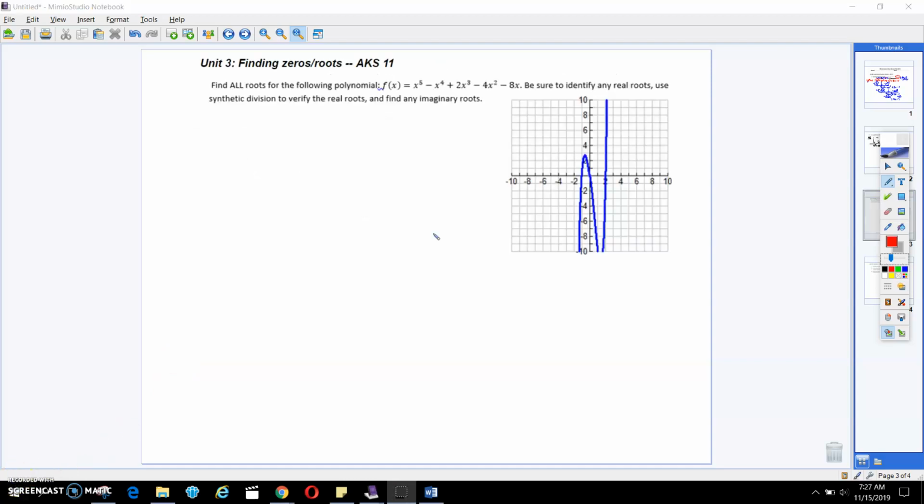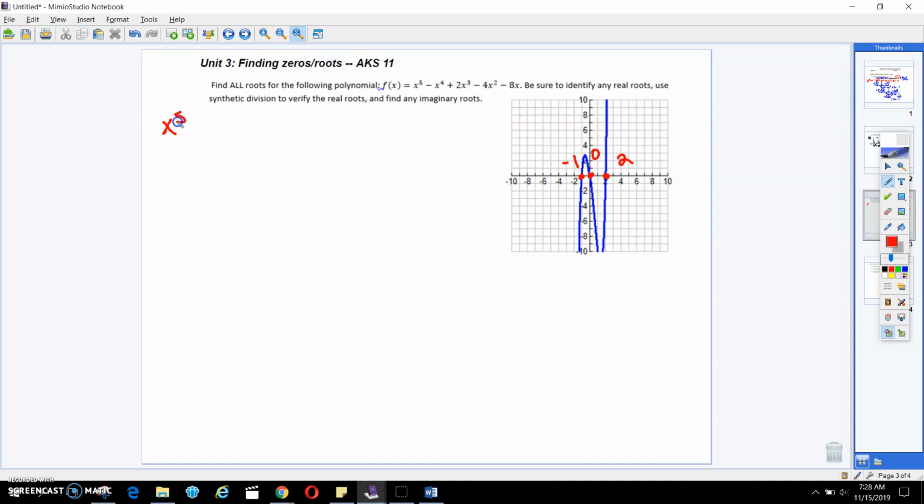Now we're going to kind of put it all together with synthetic division and finding roots. Okay, so it says find all the roots for the following polynomial. Be sure to identify any roots, use synthetic division to verify the real roots, and find any imaginary roots. Okay, so the first thing you're going to notice is this graph, right? Okay, where do I have x-intercepts? I got one right here, -1, 0, and 2, right? Okay, do you notice how there's all these x's in all of these terms up here at the top in that equation? Yeah? Okay, so I'm going to divide everything by an x because that's real easy, right?